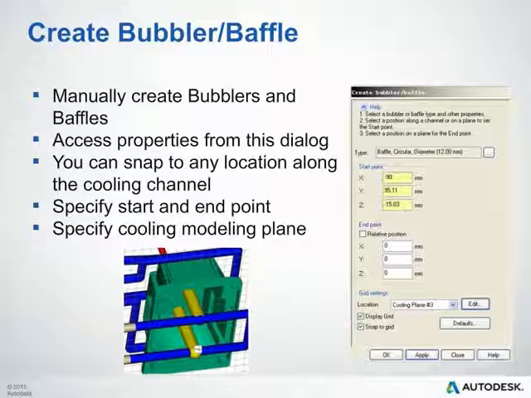Now if you'd like to create a bubbler or baffle, that's pretty simple as well. You create these manually, they're not accessible within the wizard. So first, you want to access the properties from this dialog box. Then, you can snap to any location along your cooling channel. And then you'll specify your start and end point. And that's it.